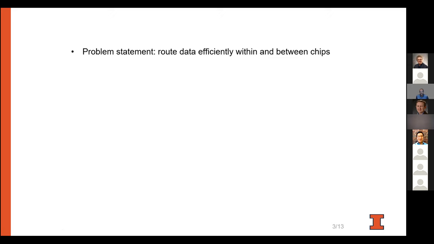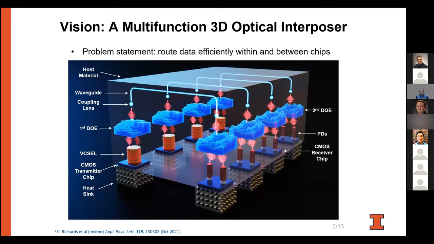The first step is to define the problem. The problem that we want to solve is to route data efficiently, both within and between chips. We have this vision of making a multifunctional three-dimensional optical interposer. The idea is that we will have transmitter chips that consist of vertical cavity surface emitting lasers that may be mounted on their own CMOS transmitter chip. We have a separate receiver chip, or a series of receiver chips, and we want to take the light that's being modulated and the data on it and get it from our transmitter chips to our receiver chips. These may be individual chips, or different parts on the same chip.